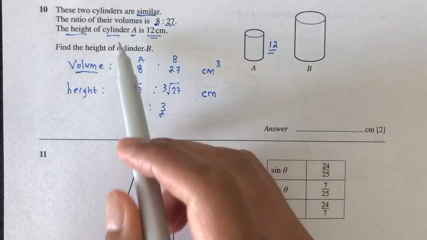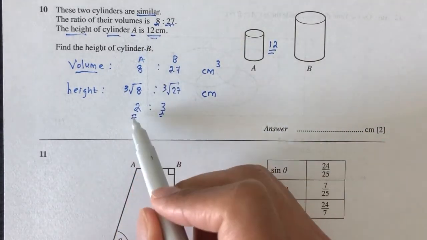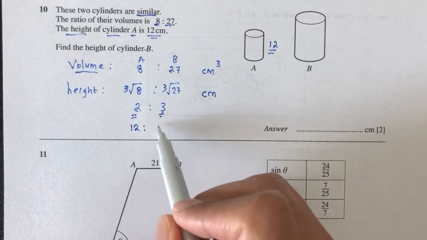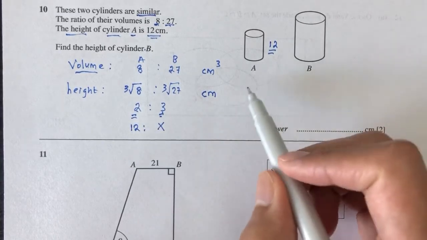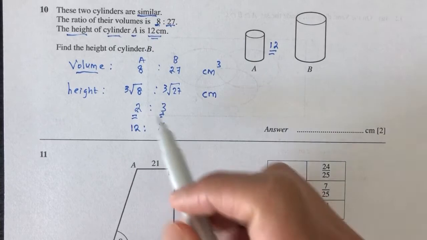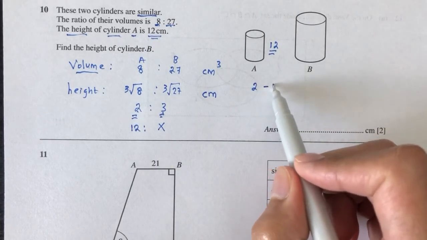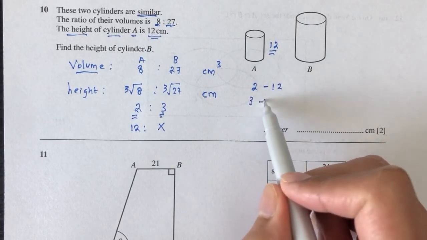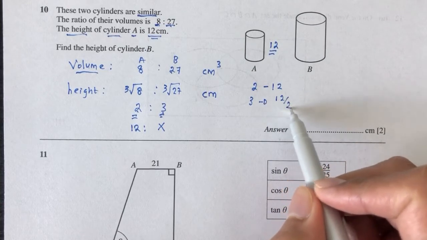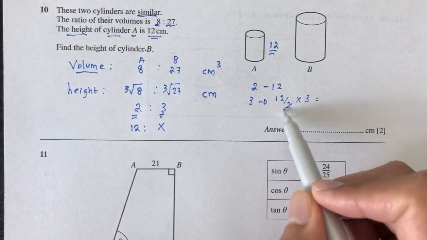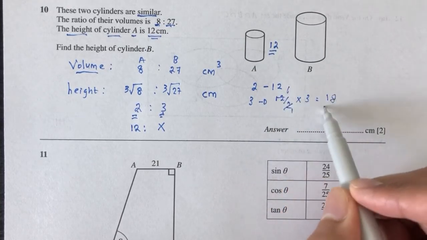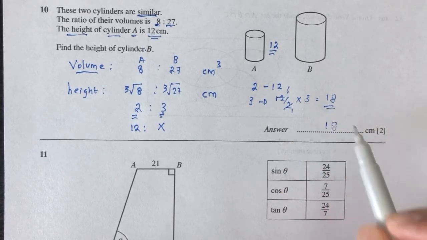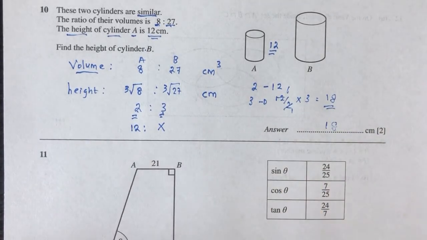So we know that the height of A is 12. What is the height of B? Let's call it x. So we have to do a ratio and find this. So 2 is 12. 3 will be what? 12 divided by 2 times 3, which is 18. So your answer will be 18 centimeters for question number 10.